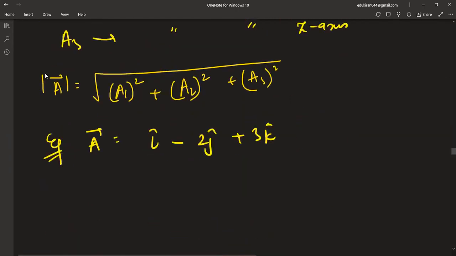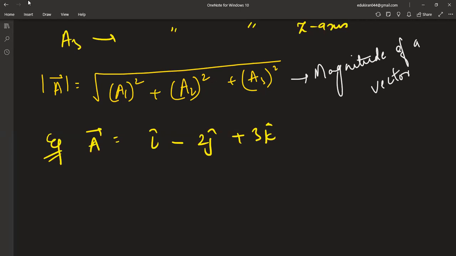Now, this is the formula which I was telling you, for how to calculate the magnitude of a vector. This is how you will calculate the magnitude of a vector. See, A is given as I cap minus 2J cap plus 3K cap. How do I have to write it? Under root A1 square plus A2 square plus A3 square. If I have to write the magnitude of A, the magnitude will be A1 square. A1 was the coefficient of I cap. What is the coefficient of I cap over here?